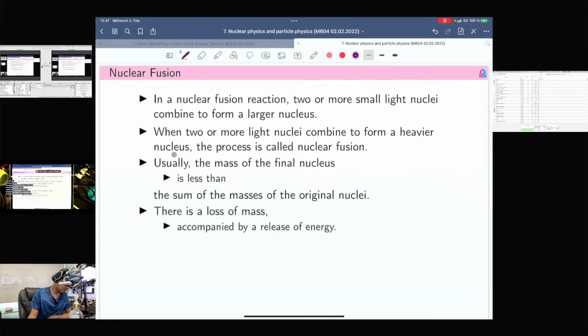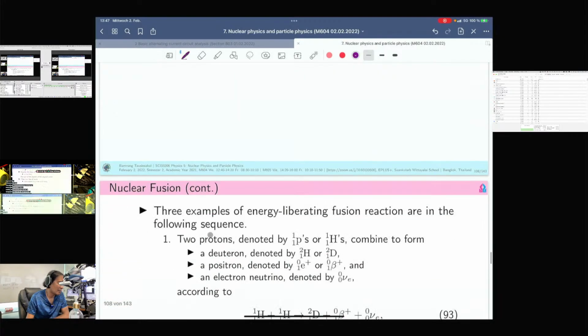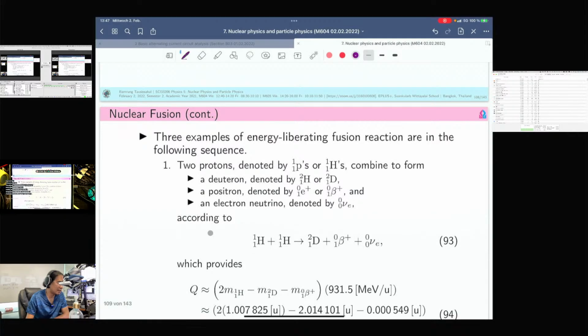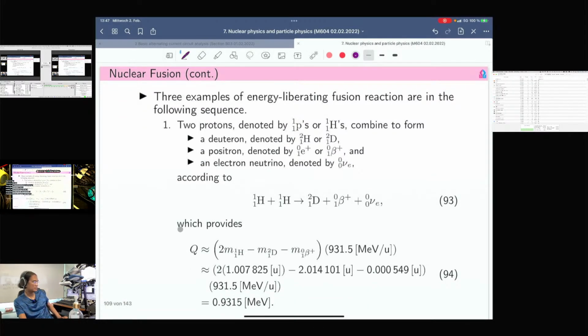Okay, 2 or more light nuclei combine to form a heavier nucleus. This process is called nuclear fusion. That's the topic of this one. Usually, the mass of the final nucleus is less than the sum of the masses of the original nuclei. So the outcome would have less mass than the original or initial state. There is a loss of mass, and of course, the mass difference will be transformed to released energy. Okay, and we will see some examples that could take place.